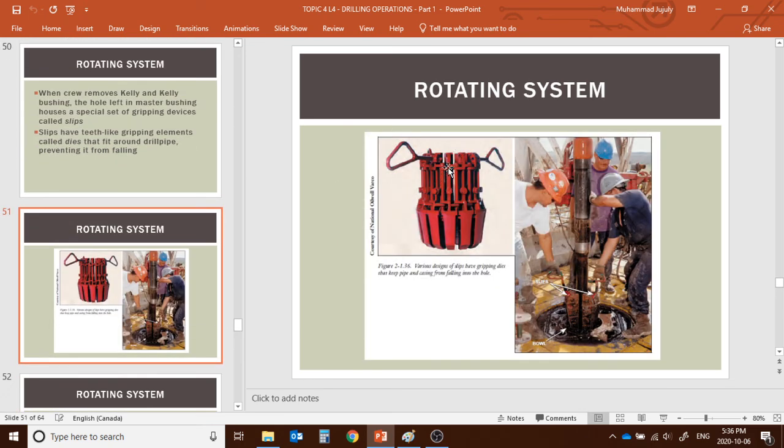Here we see an example of the slips. This is how it's actually installed. The slips are installed in here, and this is the bolt.